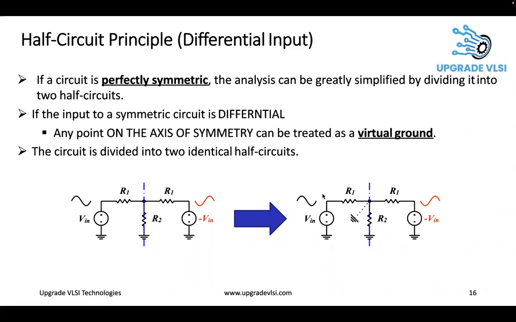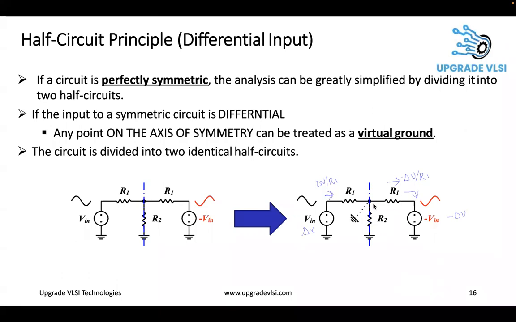So if a delta change happens here, let's say it is changing by delta V. So the current here is delta V by R1. And this one is changing by minus delta V in the opposite direction, so the current will reduce. The current will be in this direction, that is delta V by R1, the equal amount. So all the current that is pushed here is drawn from this terminal.